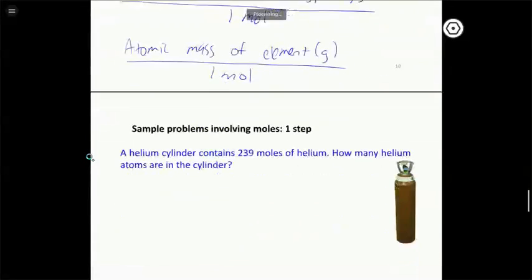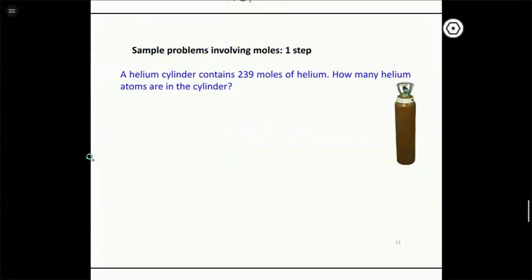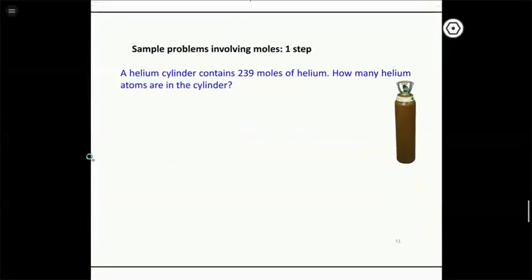So let's say we have a helium cylinder. If you go to a party store and they're blowing up balloons with helium, they might have one of these. And let's say that it has 239 moles of helium. How many helium atoms are in the cylinder? All right, so again, when we want to think about the relationships involving moles, and we're looking for the number of individual atoms or individual molecules, we should automatically think of Avogadro's number.